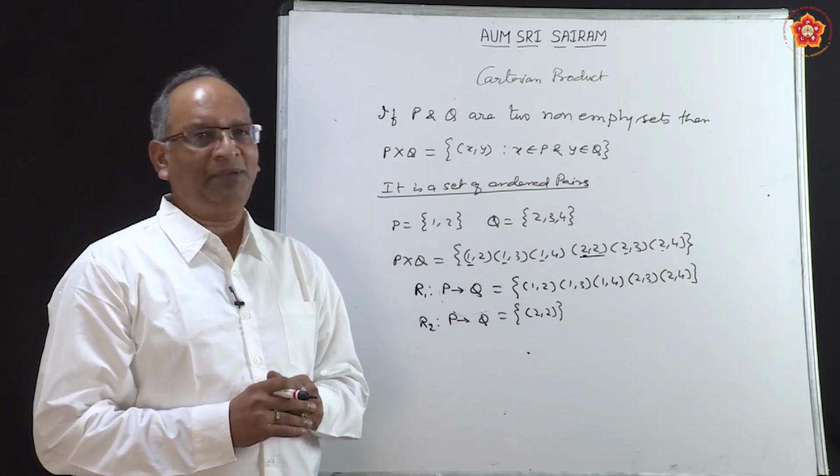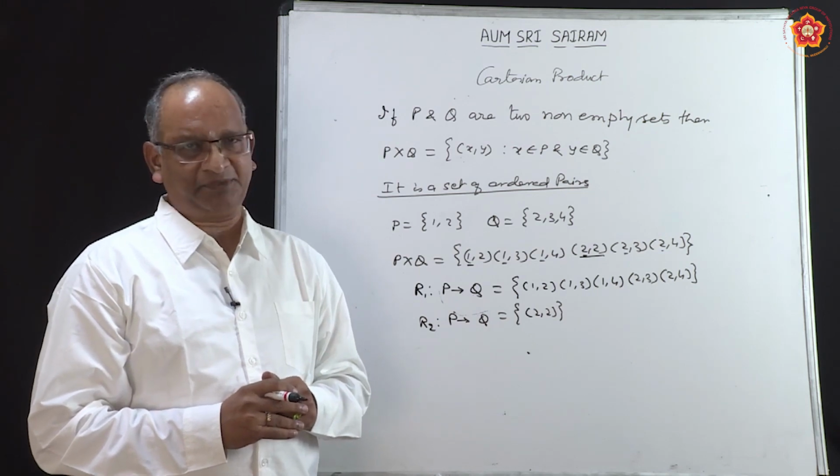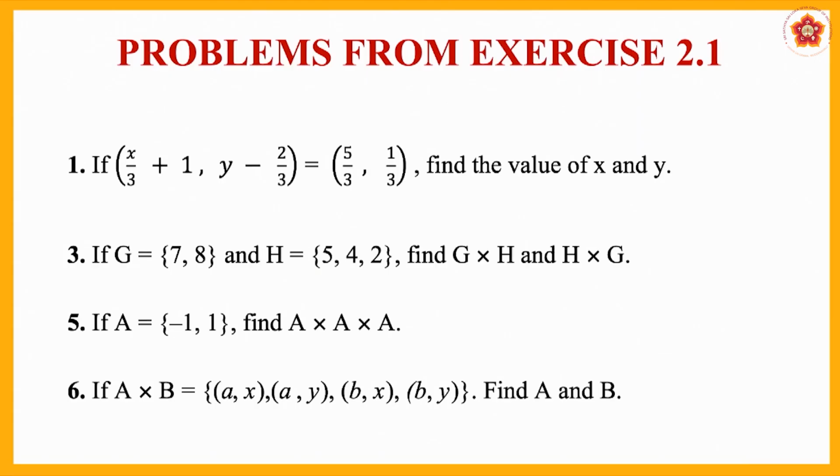So, let us see problems based upon this concept, but please also remember we already defined relation. How did we define relation? Relation is a subset of Cartesian product. Okay? Relation is a subset of Cartesian product. So, let us see the problems of the first exercise. They are very, very simple objective problems. There is nothing difficult in this.